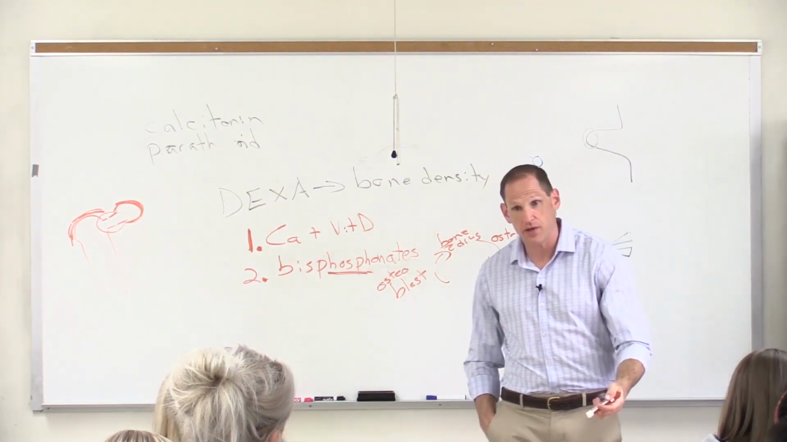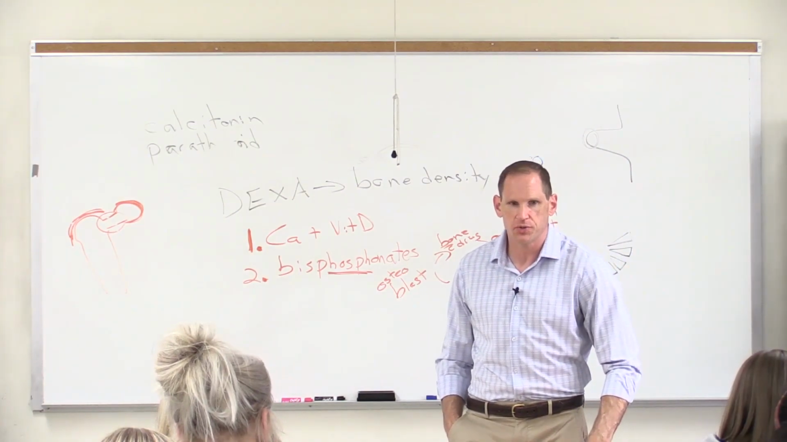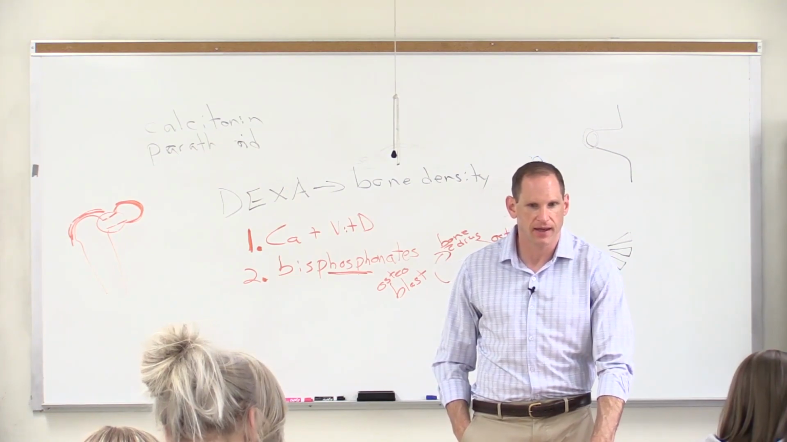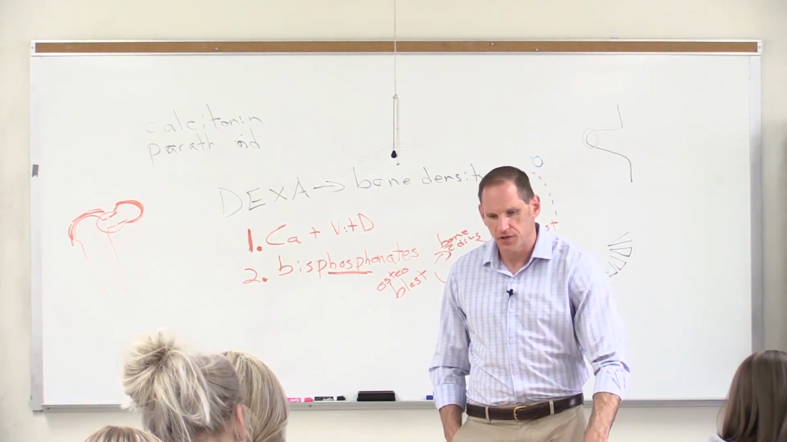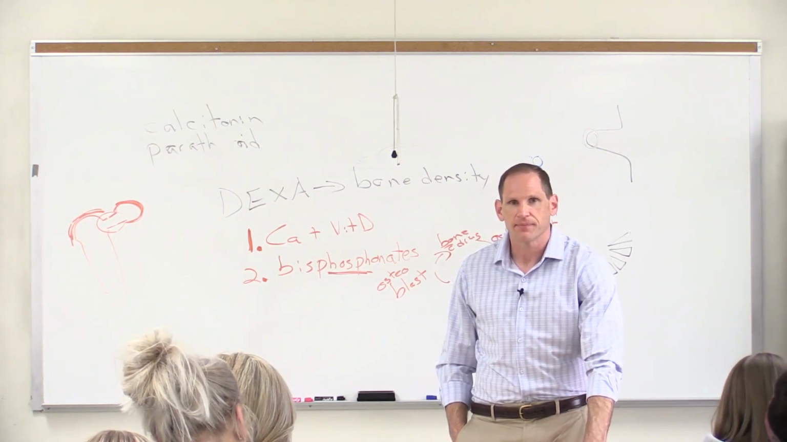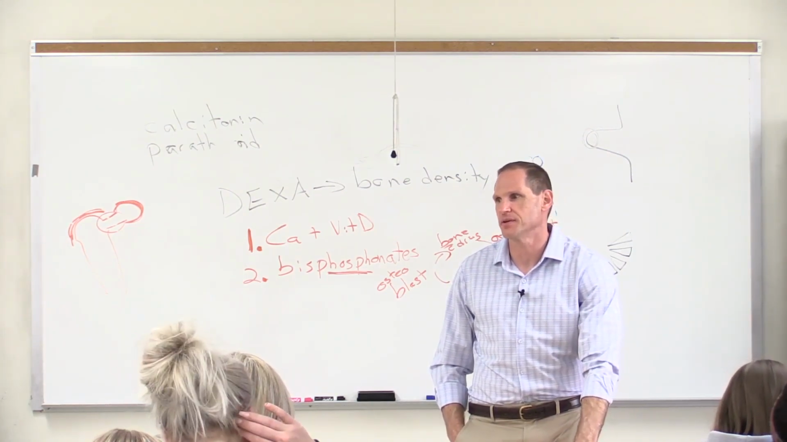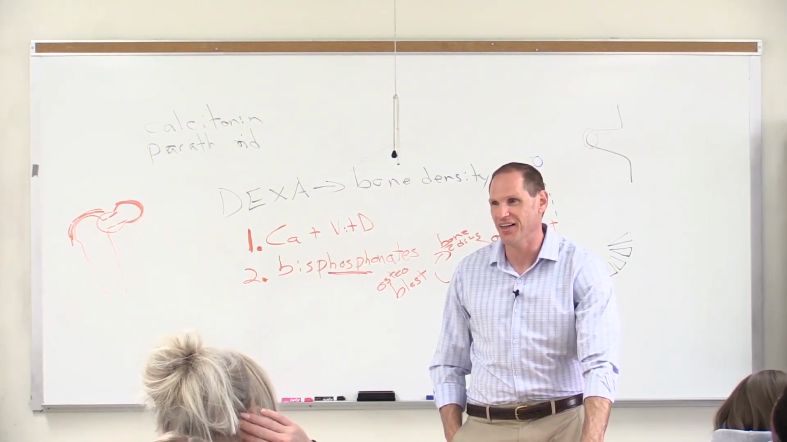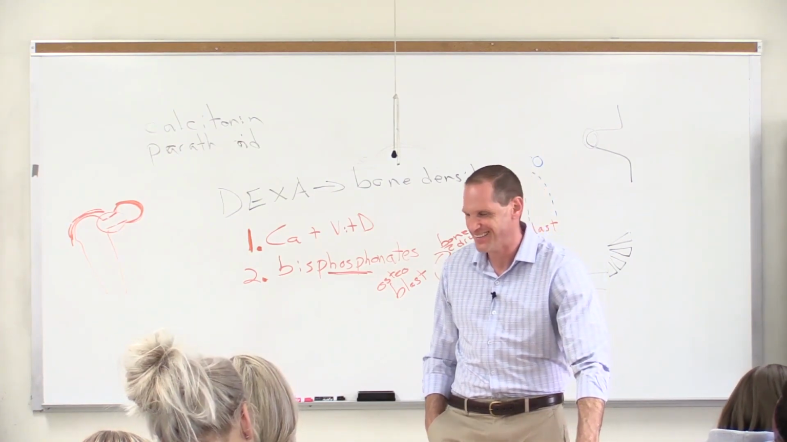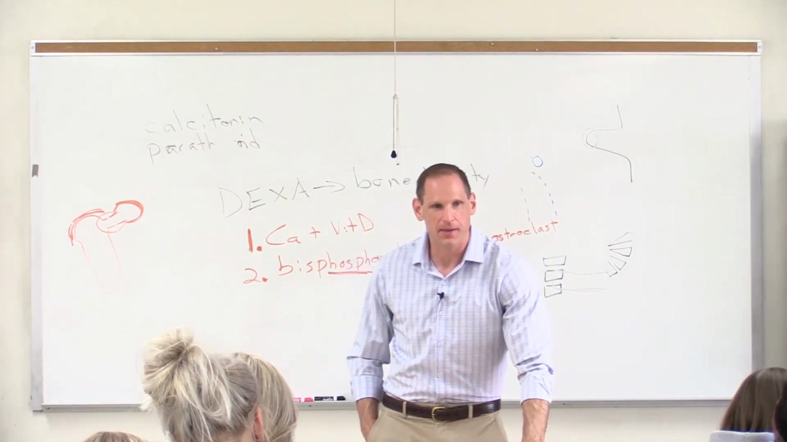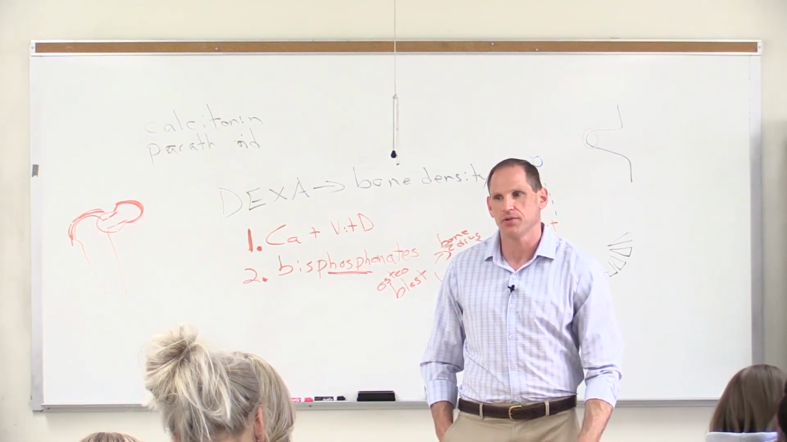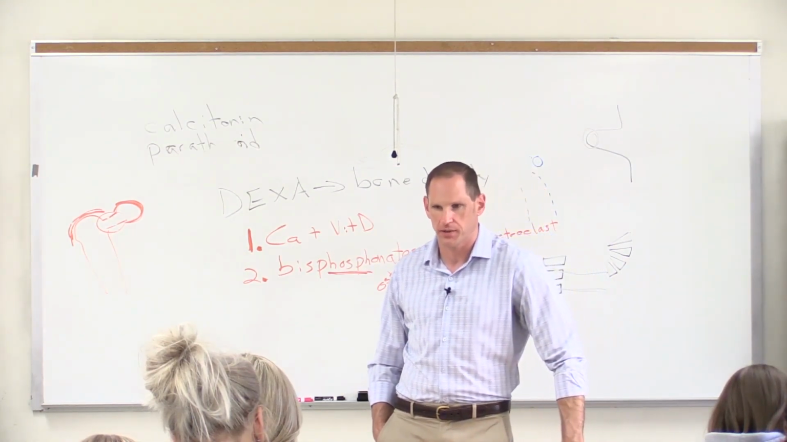Now, as far as the way you take these, the oldest two drugs are both taken by mouth. So alendronate and, I forget, risedronate, I want to say, so Fosamax and Actonel. They're both taken by mouth, and they can be taken either every day or once a week. Generally speaking, it's better to take them once a week.